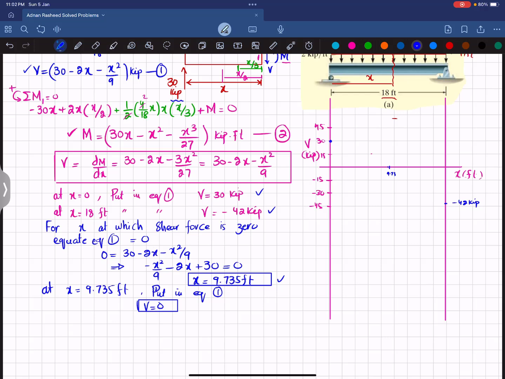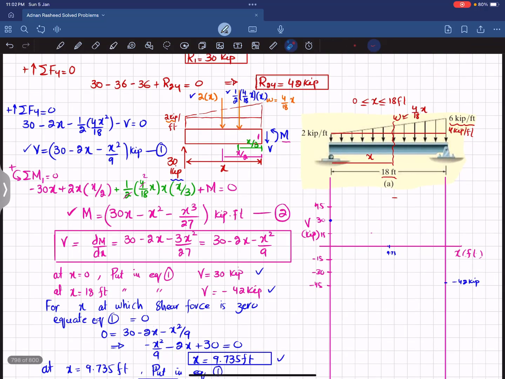Again you can see this distributed load is the combination of a uniformly distributed load and a triangular load, so we will get a curve like this. It will not be a straight line, but it will move in curve form. So this is your shear force diagram. This distance is 9.735 feet, at which shear force is equal to 0.